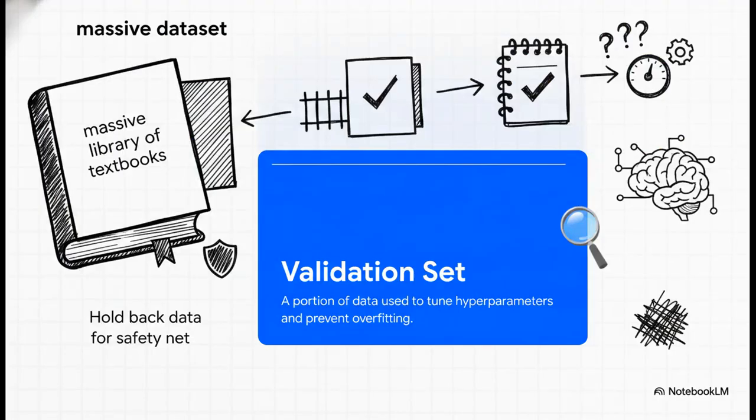To catch and correct these habits early on, we use a validation set. Remember that massive library of textbooks we talked about? Well, we purposely don't let the model read all of them during training. Instead, we hold a portion of that data back to act as a sort of practice quiz. This validation set is used to tune those hyperparameters we mentioned and make absolutely sure the model is genuinely learning. It's basically a safety net.